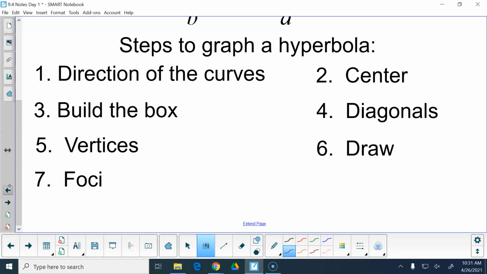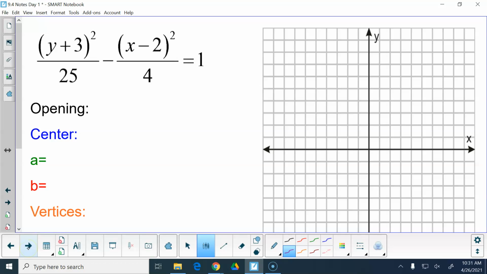Okay. Let's do one more today. And let's do it together. Okay. We'll do this one together. I'm not going to do much talking. I'm just going to do repeating now. Okay. So you tell me what I need to do.